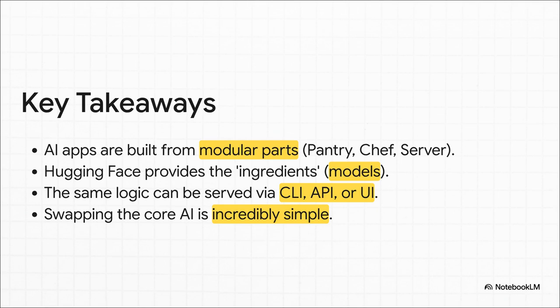Okay, let's wrap this all up. At the end of the day, AI apps are just built from these common-sense modular parts. You've got the pantry for your models, the chef for your logic, and a server to get it to people. Hugging Face gives you this enormous grocery store of amazing ingredients, the models. And you can serve up that same core logic in all kinds of ways, whether it's a command line, an API, or a nice UI. And the best part, swapping out the core AI is ridiculously simple.